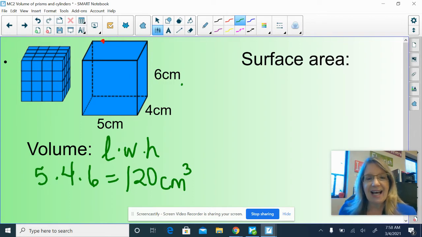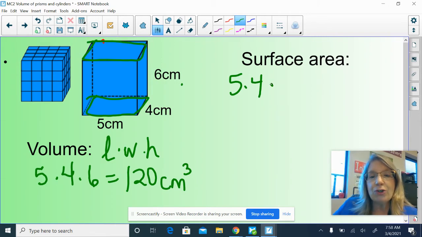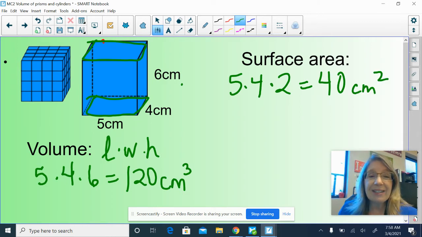Surface area is the outside of the box, like you're wrapping a present, okay? And so here's how I do it. Oh, I see the bottom. The bottom is 5 by 4. But the bottom and the top are the same, so I have 2 of those. So 5 times 4 is 20, times 2 is 40. I've just covered the bottom and the top.